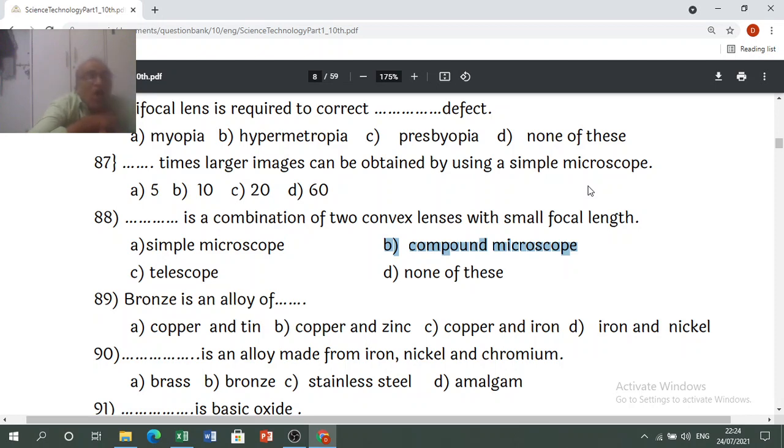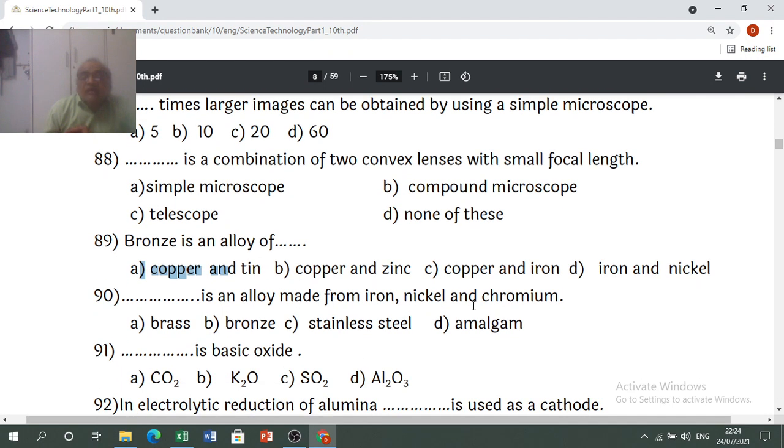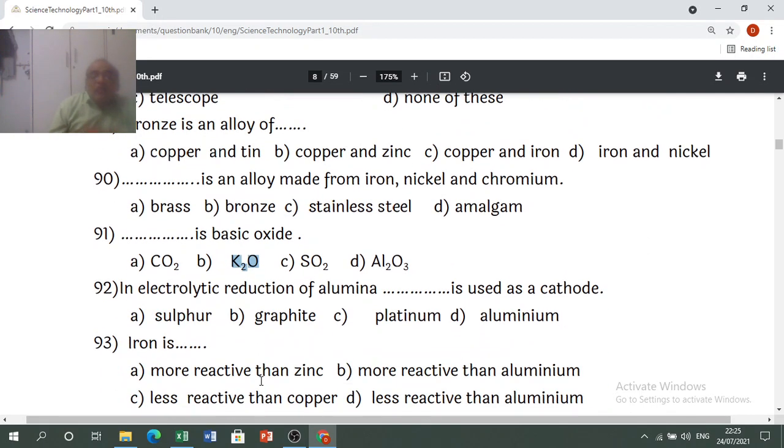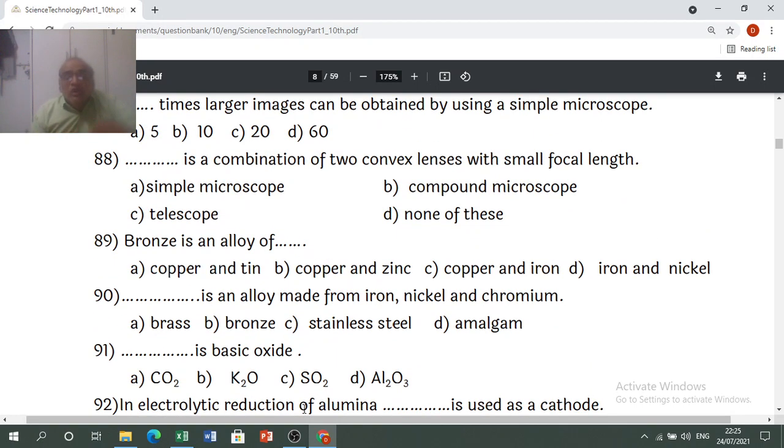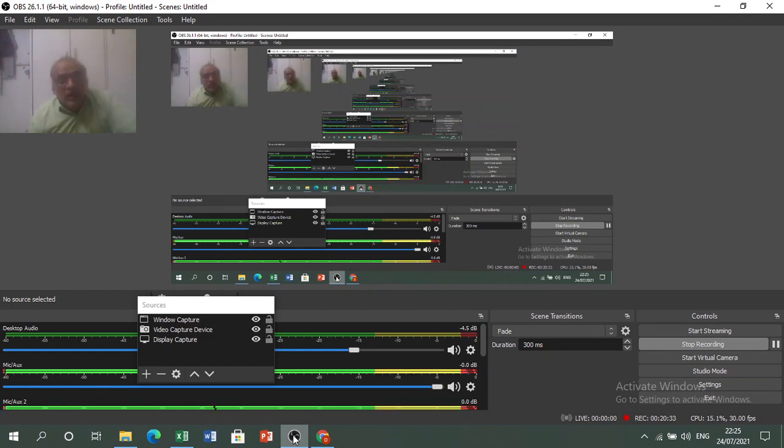Bronze is an alloy of copper and tin. Option is A. The alloy made from iron, nickel and chromium is stainless steel. That one is the basic oxide, K2O, potassium oxide. In the electrolytic reduction of alumina, a graphite rod is used for the cathode. Okay, today we come up to 90.